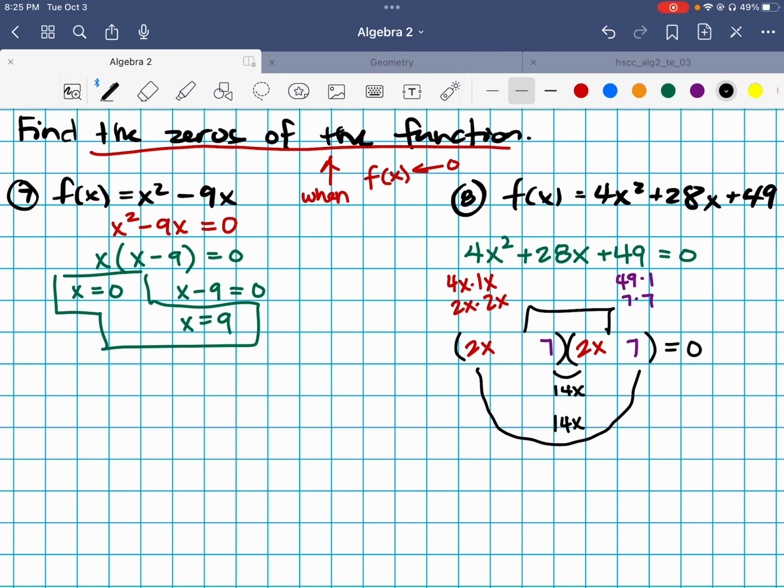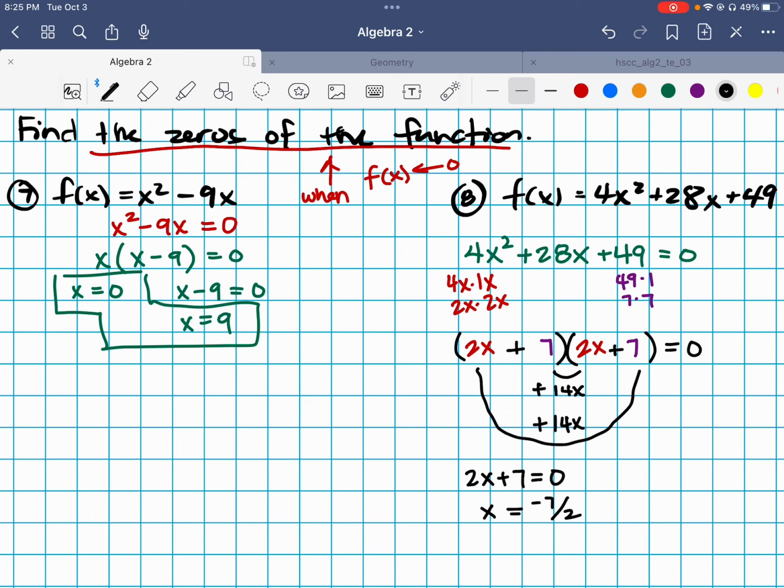It's because it's the binomial times itself, right? So it's the same binomial twice. So we have 14x, 14x, and we need to add them to get the middle number of 28, which it does. Since it's a positive 28 and we have equal amounts, you need a positive 14, and then to get up to 28, another positive 14. So we're going to say 2x plus 7 and 2x plus 7. Now we solve this: 2x plus 7 is equal to 0. Since it is repeated, we don't need to say it twice. We're just going to solve it by subtracting 7 and dividing by 2. In other words, negative 7/2.